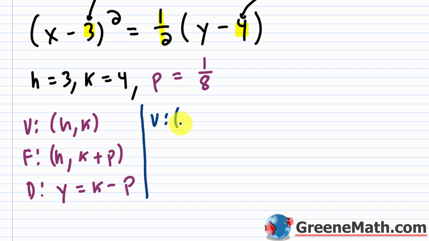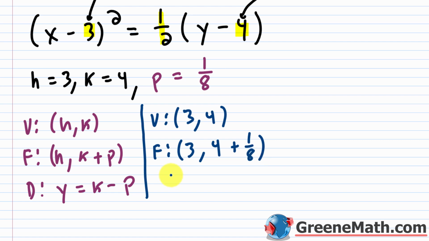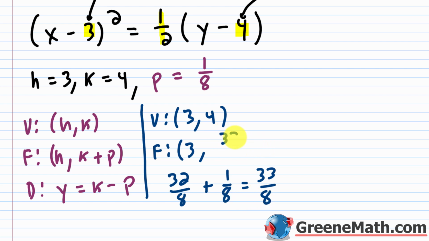So for the vertex, we're going to say that it's h, comma, k. H is 3, and k is 4. So it's 3, comma, 4. For the focus, it's h, which is 3, comma, k plus p. So this is 4 plus 1/8. That would be 4.125 if you want to use a decimal. Or if you're using fractions, you can go 32 over 8. So that's just 4, written with a denominator of 8, then plus 1/8. So this is 33 over 8, just doing 32 plus 1, that's 33, over the common denominator of 8. So let's write this as 33 over 8, or again, if you want to do 4.125, that's up to you.